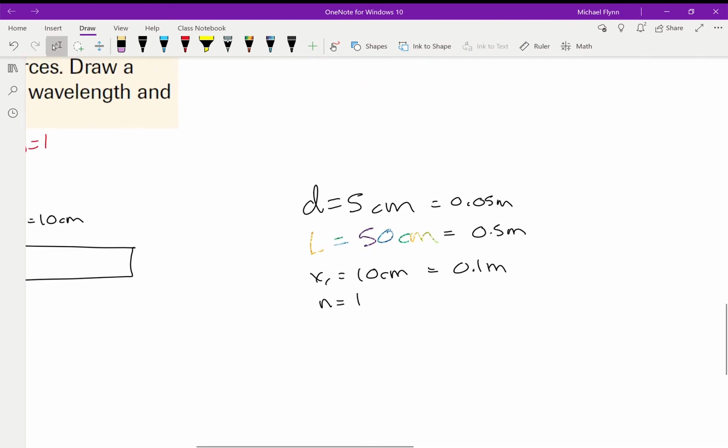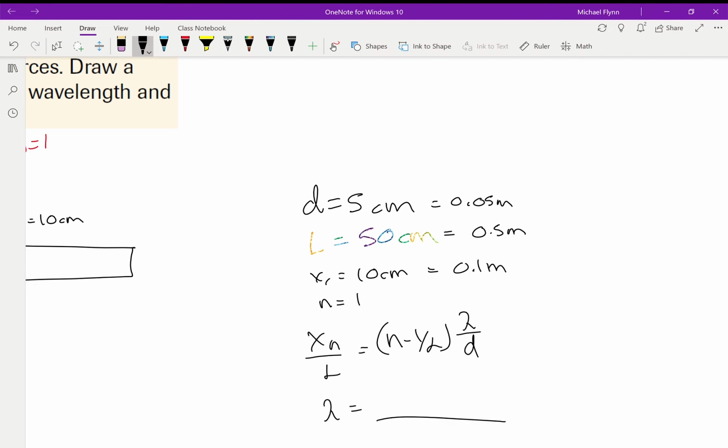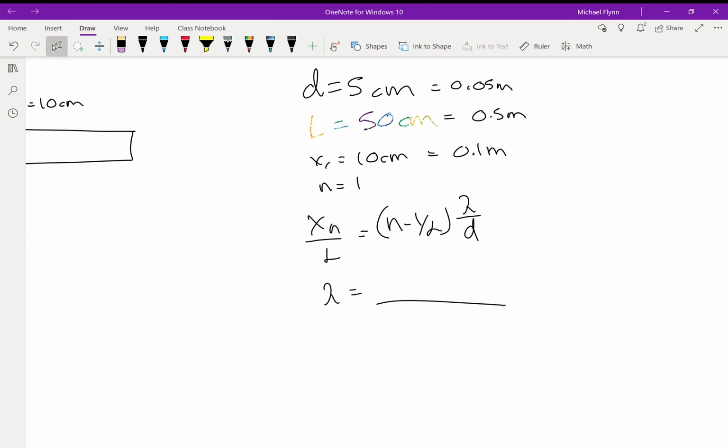All right, so we're going to use this formula, xn over L equals n minus 1/2 lambda over d. You can solve that for wavelength. I will let you do that because this is for you to practice. Okay, no problem. It's just some algebra there. We got all the values we need except the wavelength.